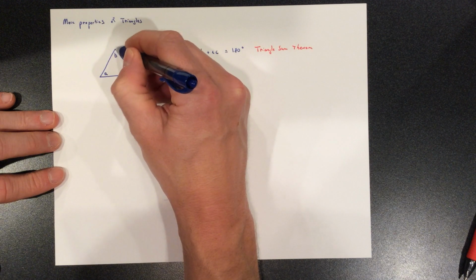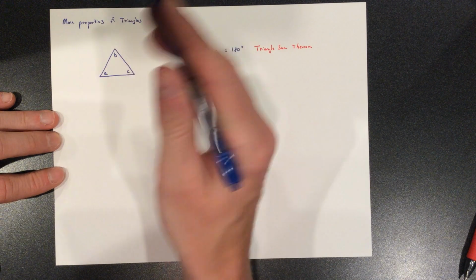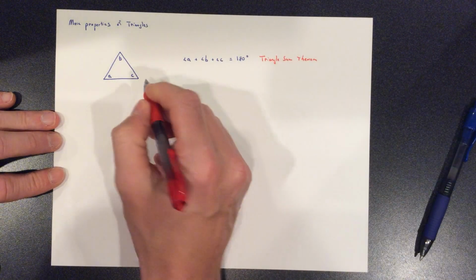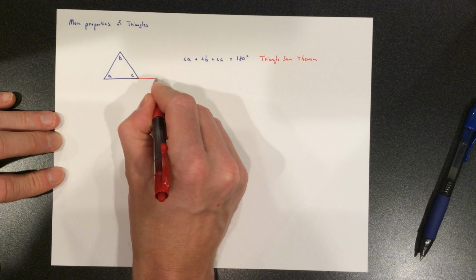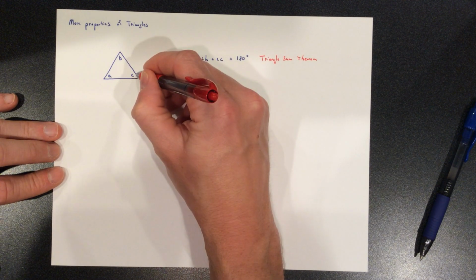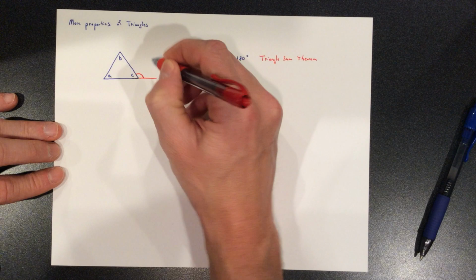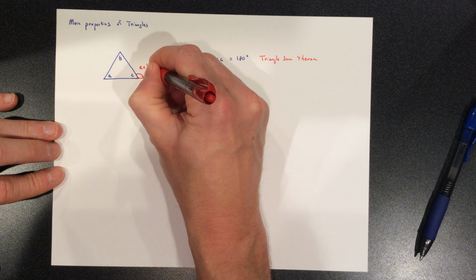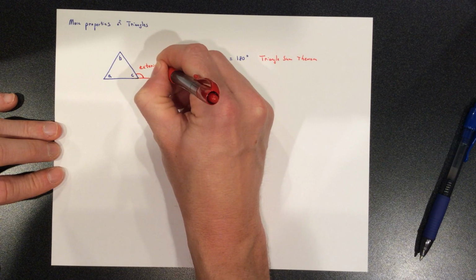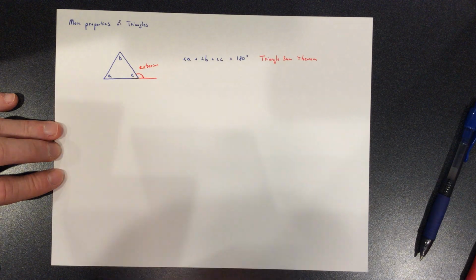Now I'm going to take any of these bases, so I could extend it that way, I could extend that, extend that. It doesn't really matter. I'm just going to extend this one. So I'm going to take this line and I'm going to extend it. And I'm going to look at this angle here, and I'm going to call that one of the exterior angles. Okay? And so I'm going to call that angle D.